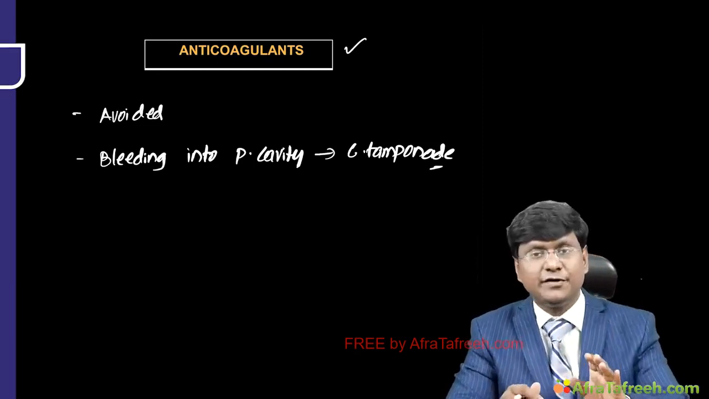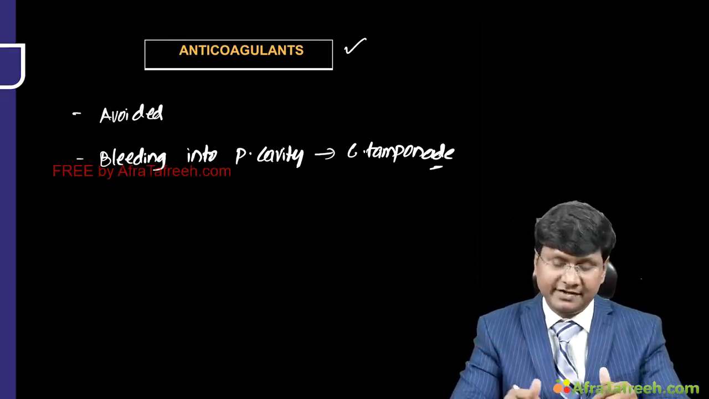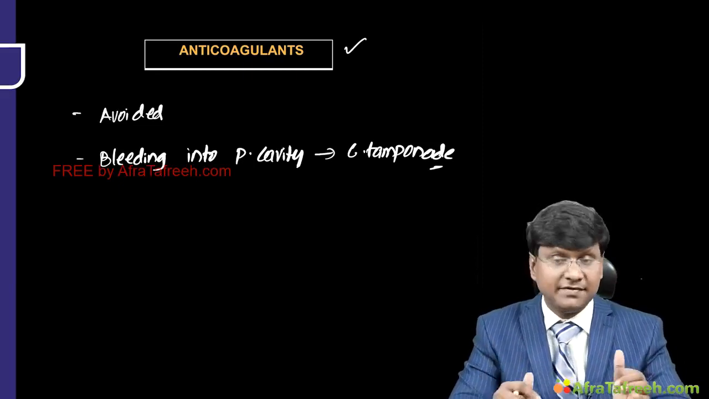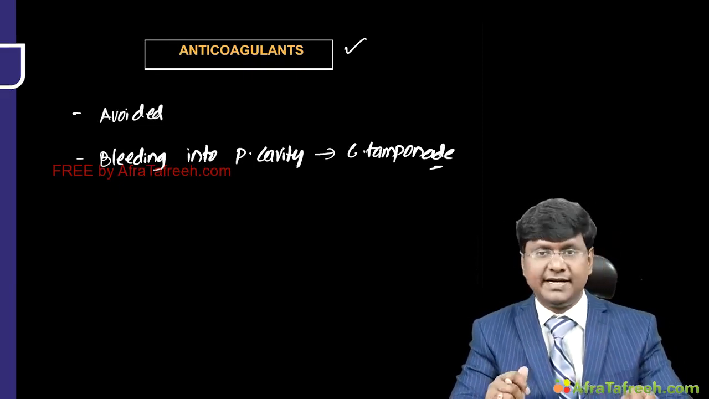So you need to be very careful in your diagnosis. If it is an MI, definitely you need to give your anticoagulants. But if it is pericarditis pain, you should not give the anticoagulants.